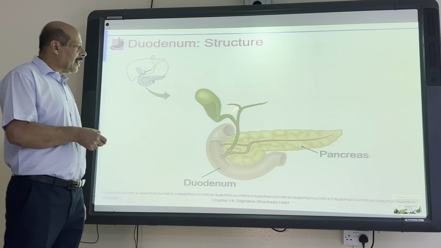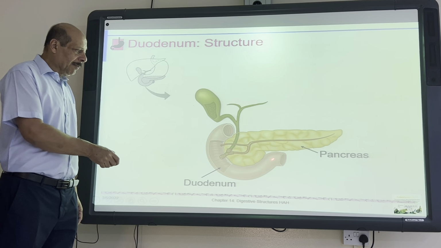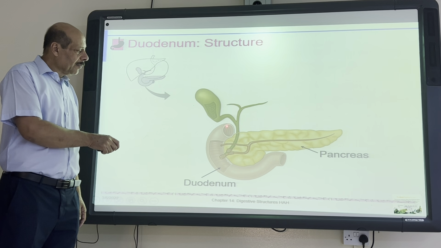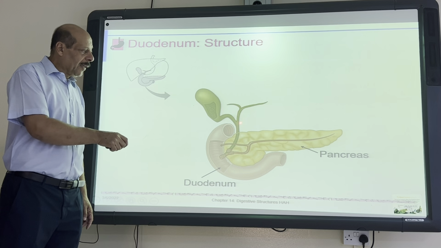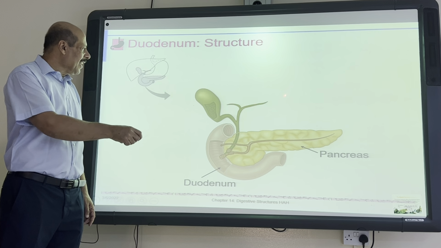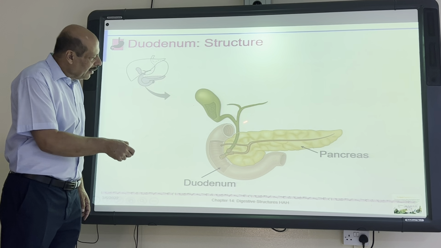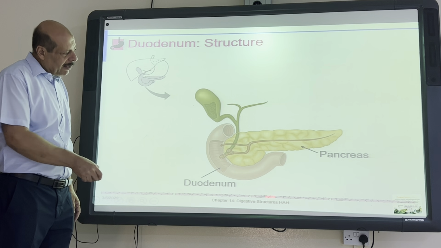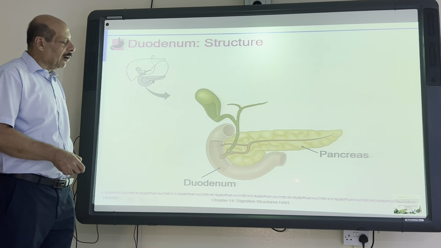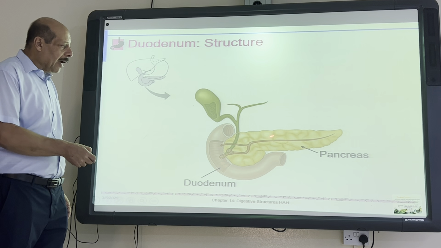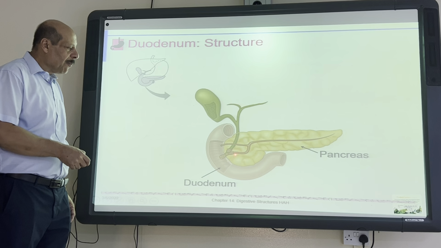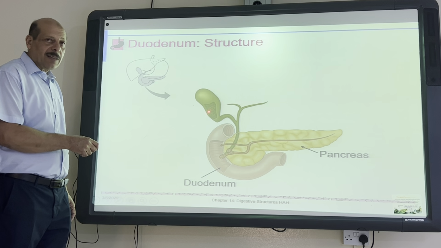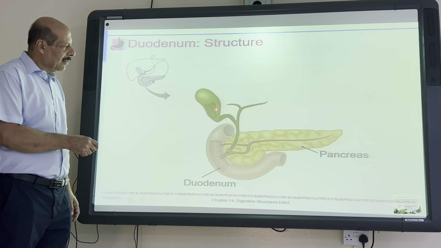So we said that this is the duodenum. This is the junction between the duodenum and the stomach. So it is connected to the stomach. And here it is connected with the other part of the intestine. Here, see, this is the pancreas. And what is this?